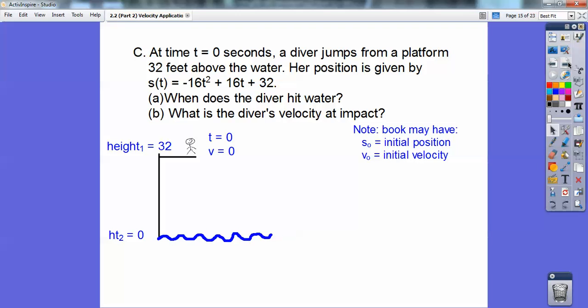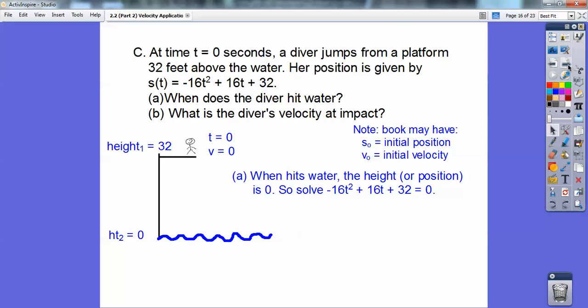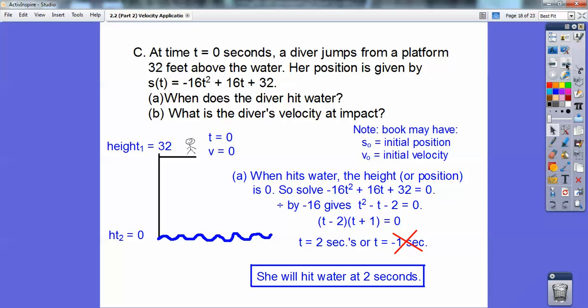Your book might say s sub 0 is your initial position and v sub 0 is your initial velocity. So just watch out. You might see that in your textbook. So when she hits the water, you set it equal to 0 and solve. Go ahead and pull a negative 16 out, and then factor that, and then set this factor equal to 0 and this factor equal to 0, and you get 2 seconds or negative 1 second. Well, she can't be in the air for negative 1 second, so you can disregard that. So she's going to hit the water after 2 seconds.